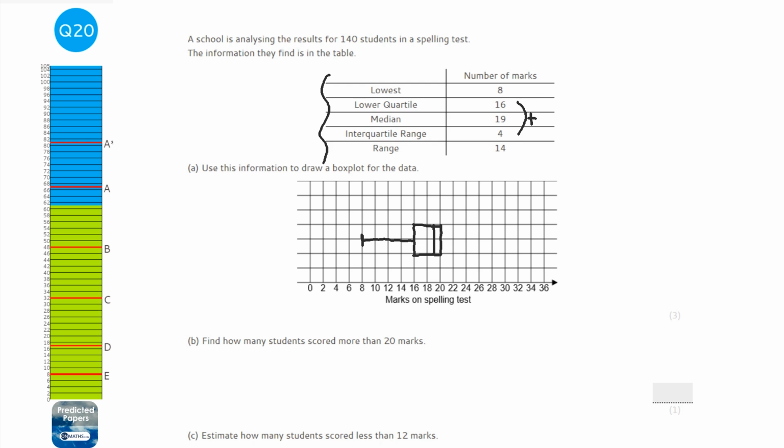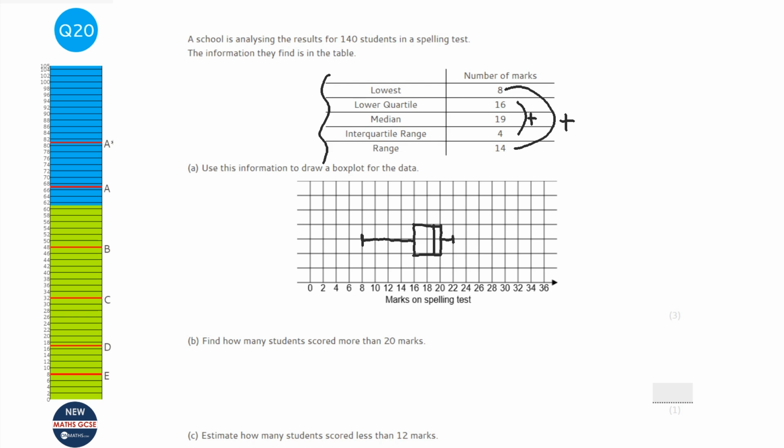Now the range is the biggest take away the smallest. So if the smallest is 8, then to work out what the highest is going to be, I just get the range, which is 14, and add on to the 8. So 14 plus 8 is 22, so the highest value is at 22. There we go, and that's our box plot. So that's question 1 done, or question A.